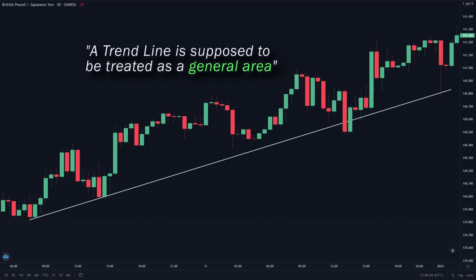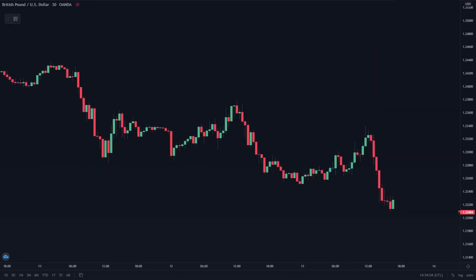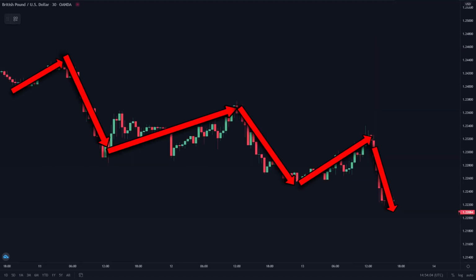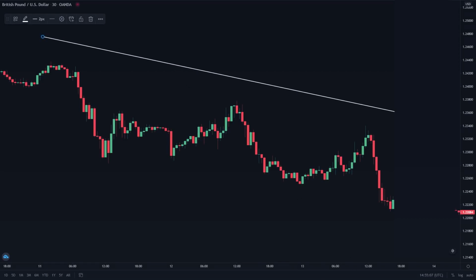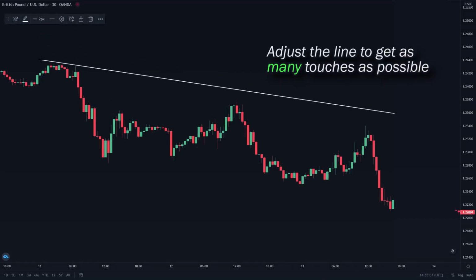So let's look at another example. Here we spotted a current downtrend as prices made lower highs and lower lows. And because this is a downtrend, it means you want to place your trend line above the trend. And again, you adjust it to get as many touches as possible. And so it's that simple.